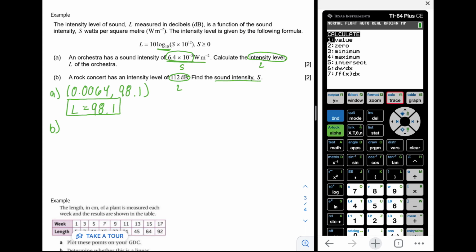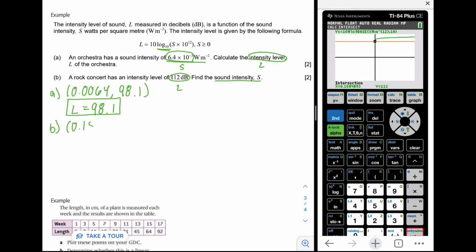Second function, trace, intersection, first curve, second curve, and then guessing the point, there's only one intersection point. So we get the value 0.158112. Therefore, the sound intensity is going to be 0.158, and that's in watts meters to the negative 2.